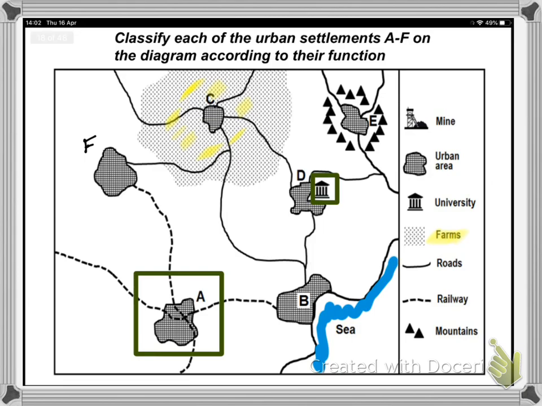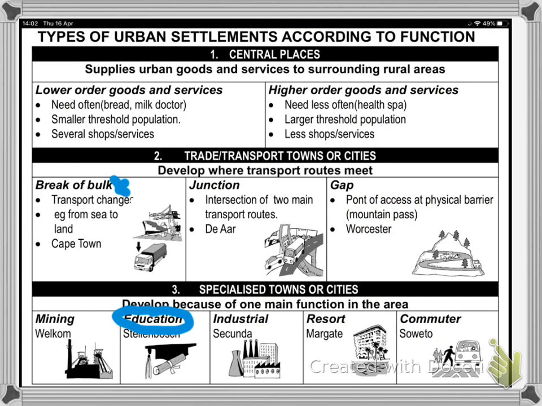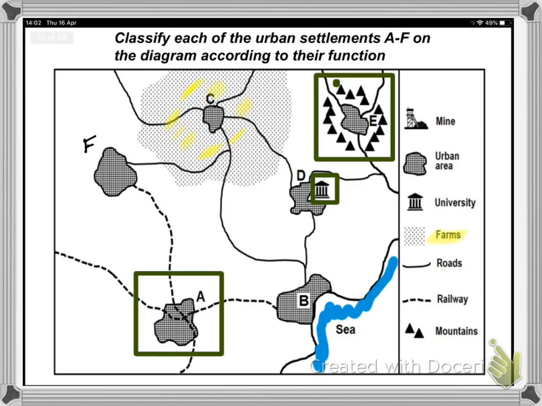So what do we see there? Go to our key again. Those are mountains surrounding E. So that whole area is surrounded by mountains. So what would that be? That would be a gap. So it's basically a point of access at a physical barrier like a mountain pass. So basically all the people that want to move from the top side to the bottom have to go through this settlement. So it's either around the mountain, which is much longer, or just passing through the town. So that's how they get their customers. All right, so we've done E, and we move on to F.